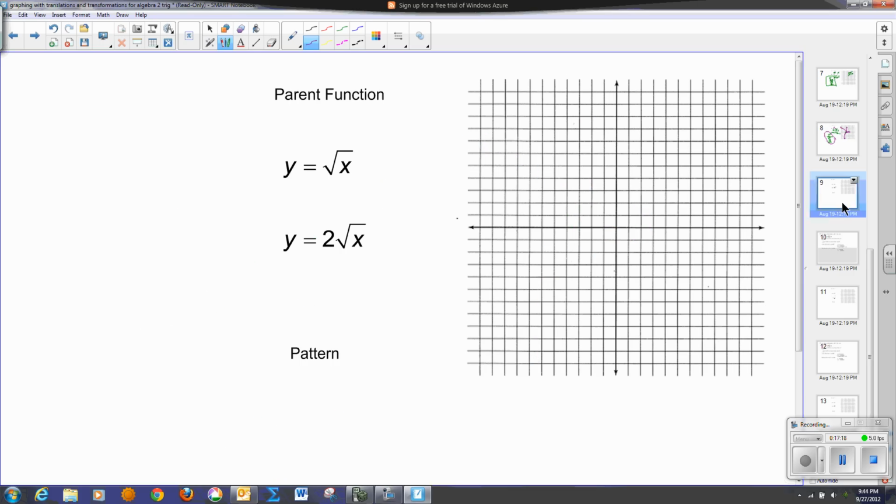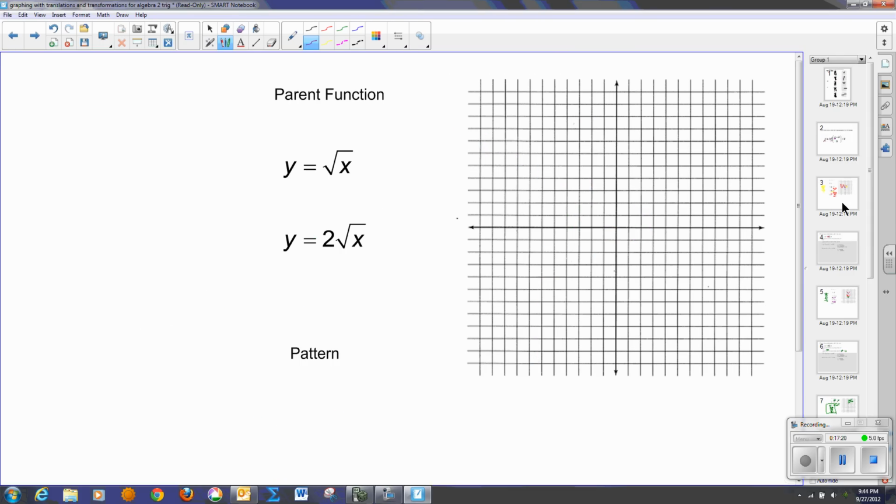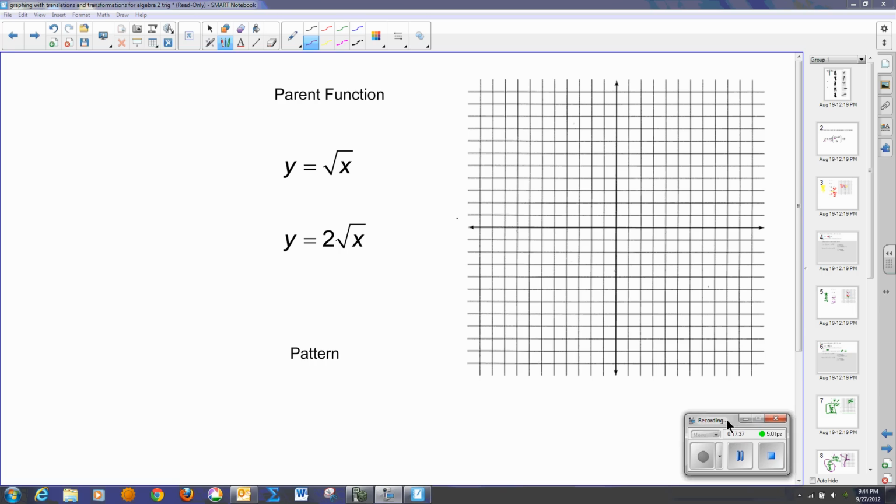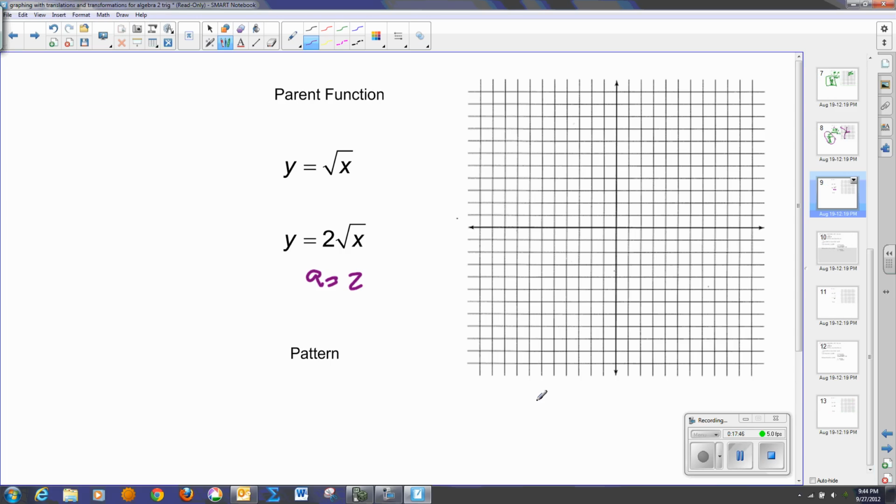So it must be correct. All right. Now what we're going to do is mess with a different variable. We're going to play around with that variable in front of the function. And we know that variable in this case is our a. So a in this case is equal to 2. If a is equal to 2, then I want to know what happens to this graph.